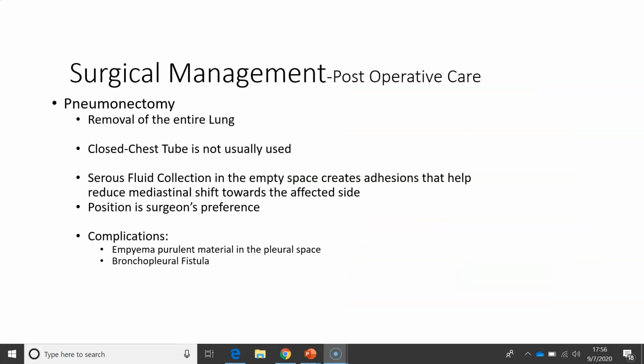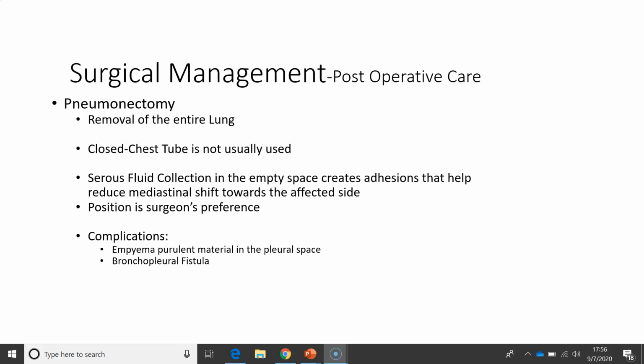Surgical management of postoperative care. And this is for the pneumonectomy. And remember that a pneumonectomy is the removal of the entire lung. A closed chest tube is not usually used. Sometimes they'll place one that is clamped for a day, but a regular chest tube system is not placed in a patient with a pneumonectomy.